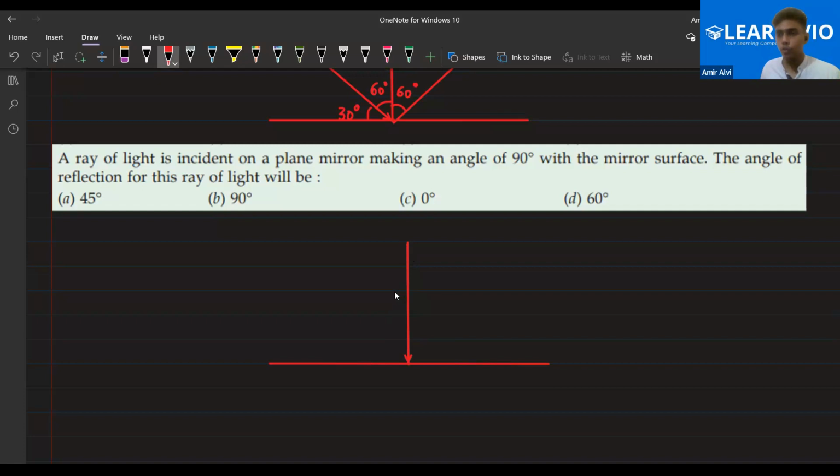Is this clear to all of you, Junaid, Arish, Zainab, Aayan, and Faizan? Yes. So whenever the word perpendicular is used and it is making an angle with the surface, it means that the angle of incidence will be 0, because we take the angle of incidence with the normal. Is this clear to all of you? So this is going to be 0.